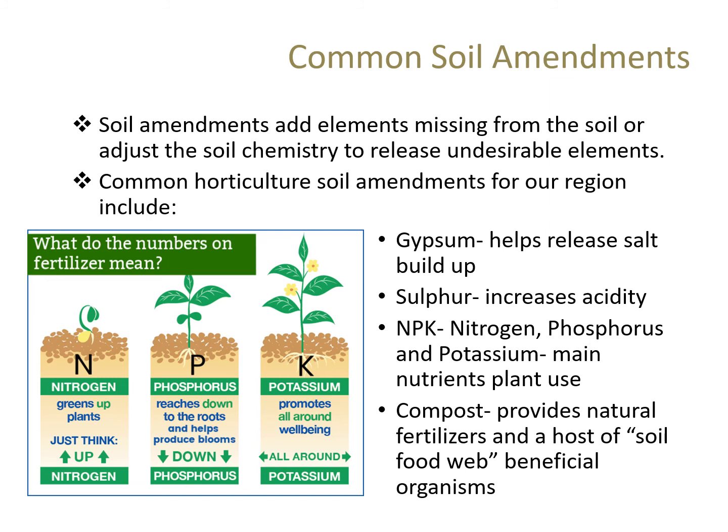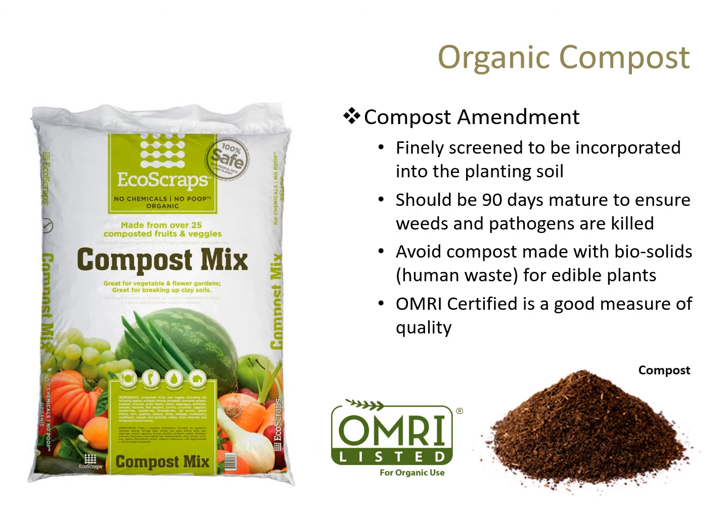NPK is nitrogen, phosphorus, and potassium. These are some of the main nutrients that plants use, and they can be depleted in the soil pretty rapidly. So when you look at most fertilizers, they have numbers like 5, 10, 15, or 15, 15, 15. That's the ratio of nitrogen, phosphorus, and potassium in the soil sample. And then compost provides a lot of micronutrients and natural fertilizers to support that healthy soil food web.